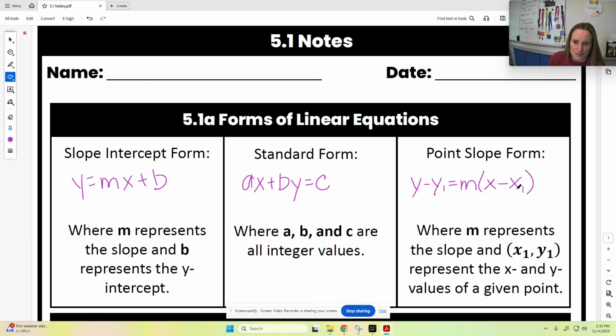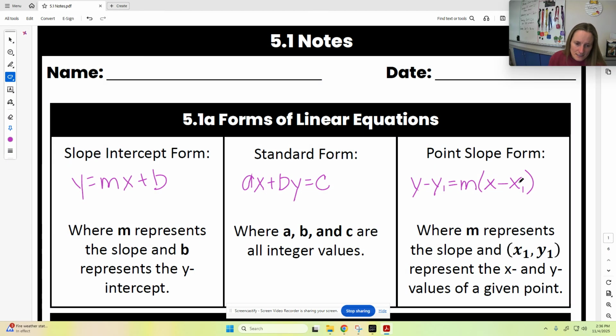And so this is point-slope form because we need a point and a slope in order to write this form of an equation. Again, m is always our slope, and then we substitute in the x value and the y value from the point into this y1 and this x1 in the equation. So those are the three forms of linear equations.